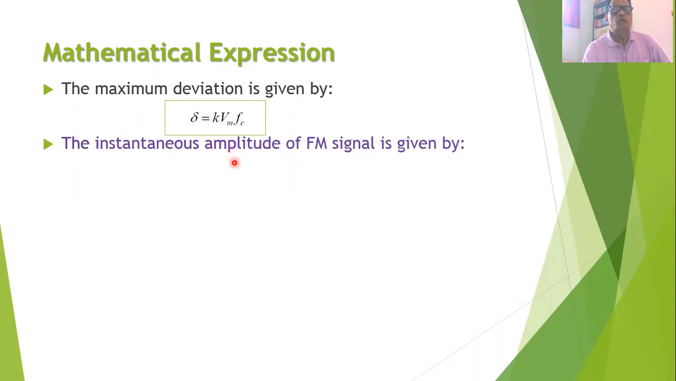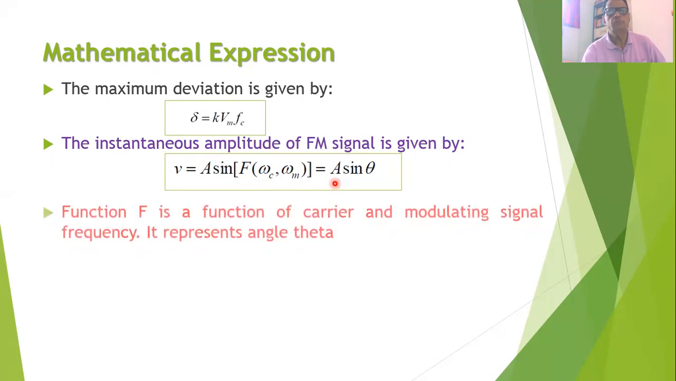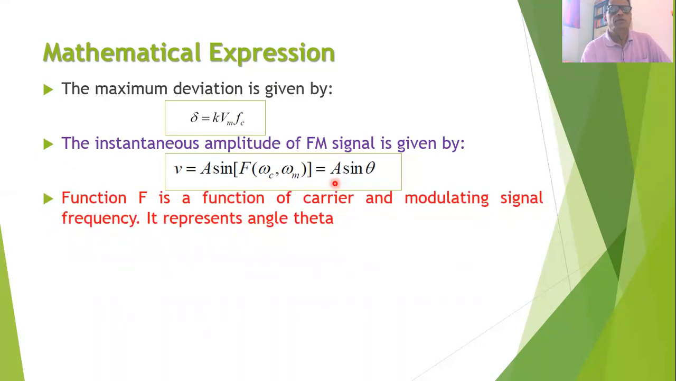Also, it is possible for us to write the instantaneous amplitude of the FM signal, and it can be given by the expression v is equal to capital A sine of, in the bracket, a function of omega c and omega m. The same can be written as A sine of theta. The function f is a function of the carrier and modulating signal, and it will represent the angle theta.